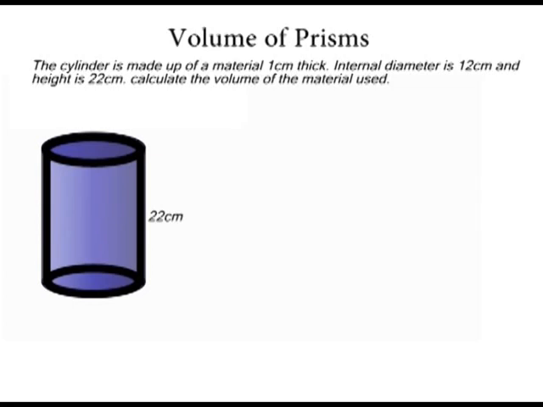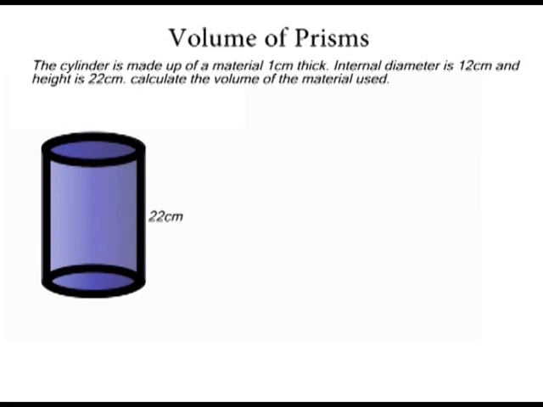The cylinder is made up of a material 1 centimeter thick. The internal diameter is 12 centimeters and the height is 22 centimeters. If the cylinder is open at the top, calculate the volume of the material used to make it.